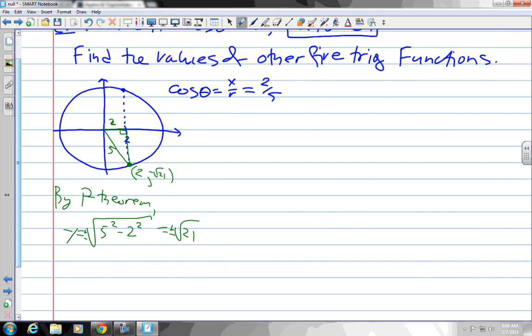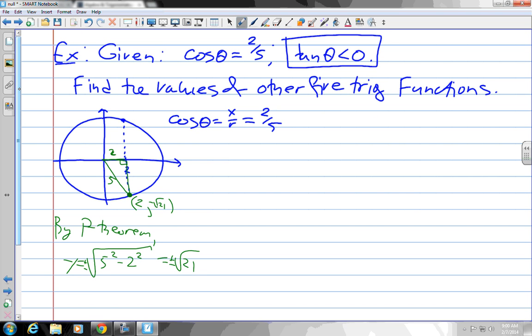Does that make sense? So this was the importance of actually placing it in the proper quadrant, and this is why we needed the second piece of that problem. Otherwise, we would have two options. But that will give us a unique point where cosine is 2/5 and tangent is negative. Well, now I can go ahead and find the rest of the trig functions, right? So the rest will be easy.